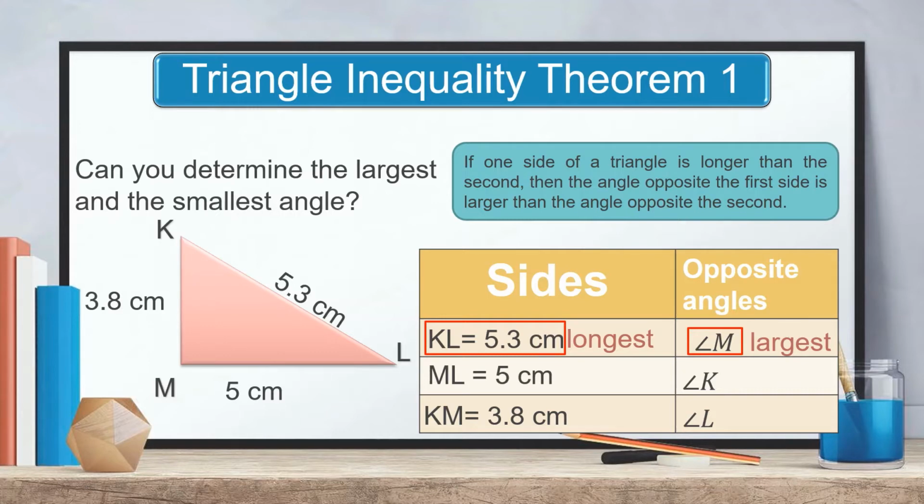So to identify naman natin yung smallest angle, titingnan natin yung shortest side. Which do you think is the shortest side? Correct. Shortest side is KM. So, opposite the shortest side is the smallest angle. So, ang smallest angle natin ngayon ay angle L.